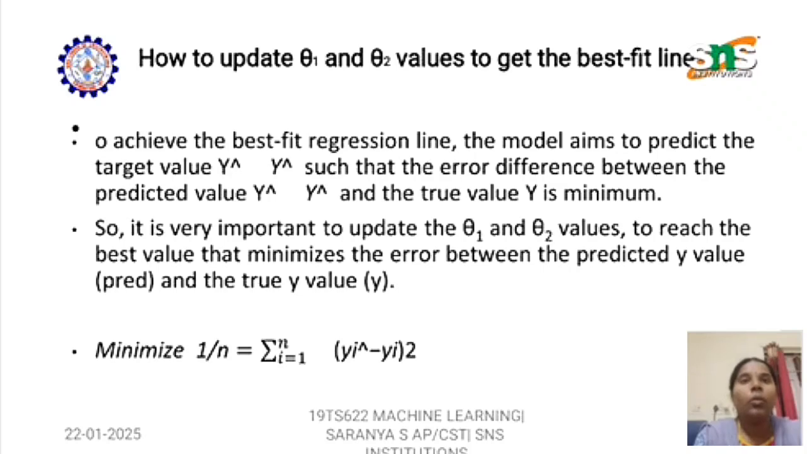y cap such that the difference from the true value of y is minimum. So it is very important to update the theta 1 and theta 2 values to reach the best values that minimize the error between the predicted y value and the true y value. Here the equation is to minimize 1 divided by n, the summation of i equal to 1 to n of (y i cap minus y i) the whole squared.